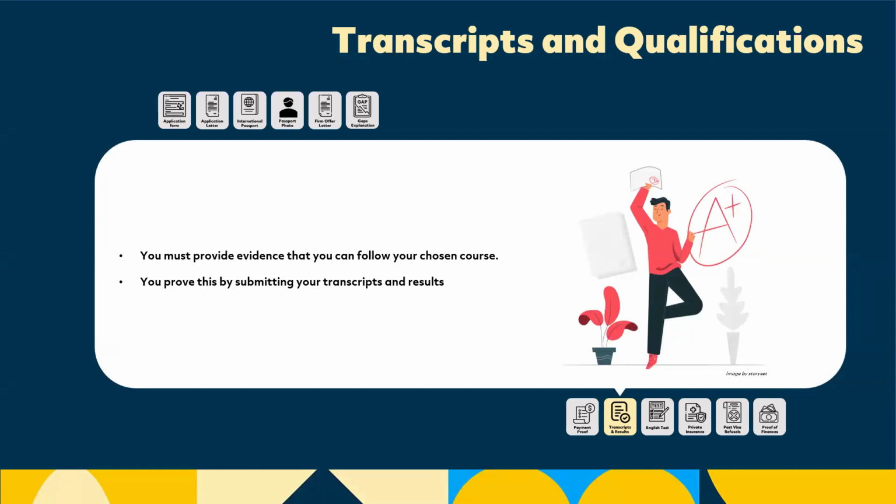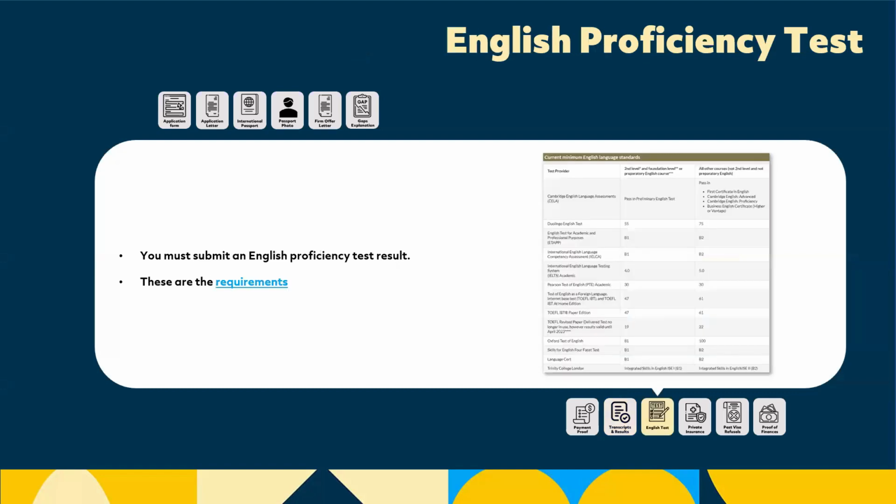Okay, so you must provide evidence that you can follow the course that you have chosen. You must prove this by submitting your transcripts and your results as well. Okay. Then again, you need to provide English language tests. Again, the Irish immigration accepts a wide variety of tests. And as you can see, the requirements are a lot lower than what is required from DCU. So if you have met that requirement already at DCU, then you can just use that same test for your visa application as well.